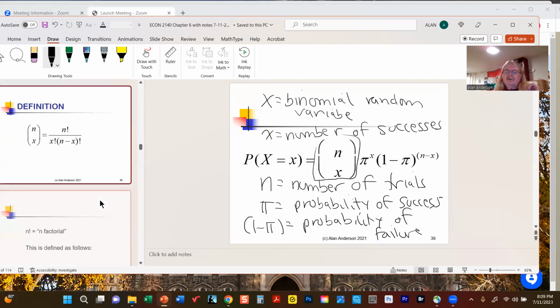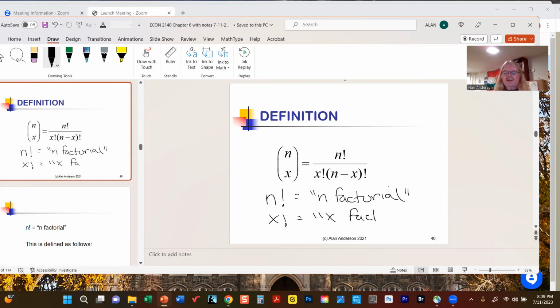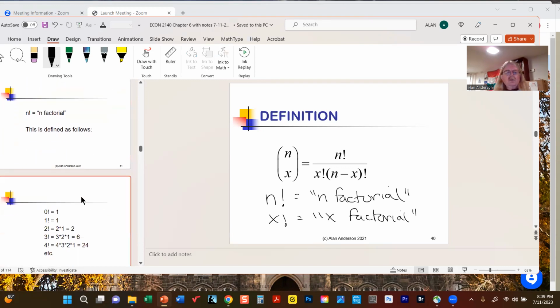So first things first, this is what that term represents. So you look at this and you say, wait a minute, what are these exclamation points doing here? This exclamation point is a mathematical operator. We call that n factorial. And of course, that implies that x with an exclamation point is x factorial. Okay, now what does it mean? Good question. Well, here's how it is formally defined.